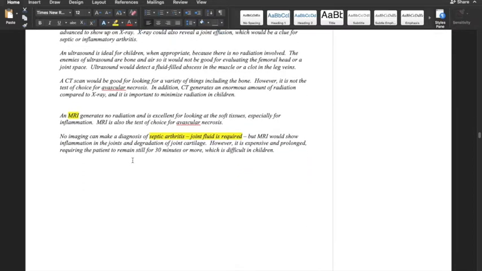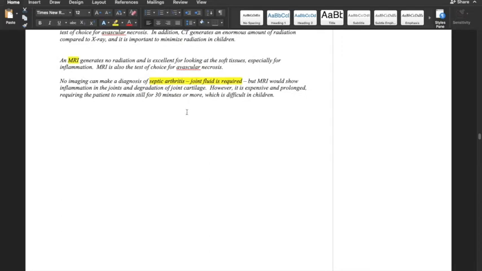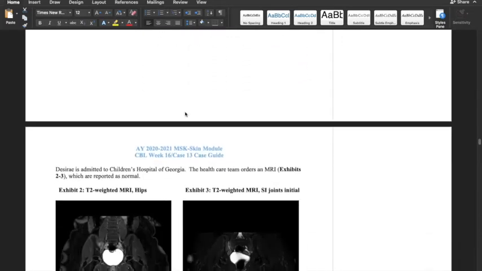So one of the take-home points for septic arthritis is that this is a diagnosis made by actually getting fluid. An MRI can show inflammation, but you really don't know it's infected until you actually get the fluid and put it under a microscope and see the gram stain and grow the culture. And we'll talk more about how maybe that wasn't done initially in this case.